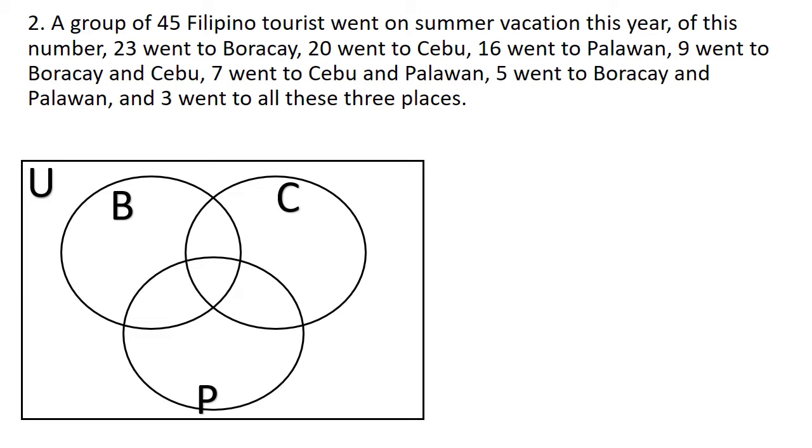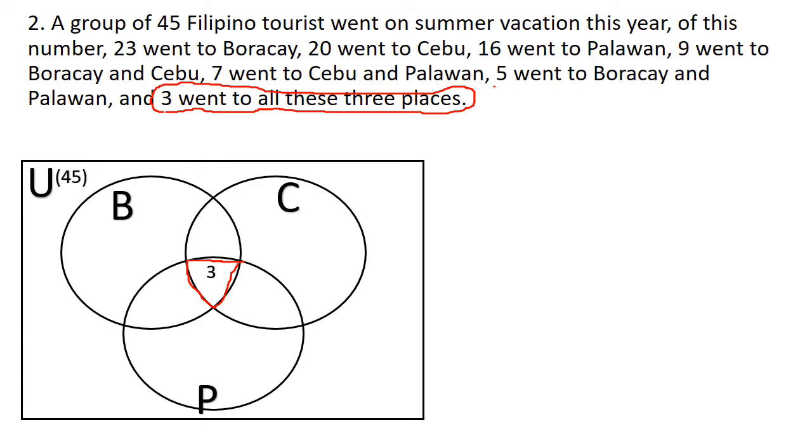In this example, our universal set is 45. And then we will be working backward, and we will start at the center of the 3 overlapping circles. It is in this area where we can see the intersection of our three sets. So on our given, it says here that 3 went to all of these three places, meaning these three tourists were able to visit Cebu, Boracay, and Palawan. So we will place 3 at the center.